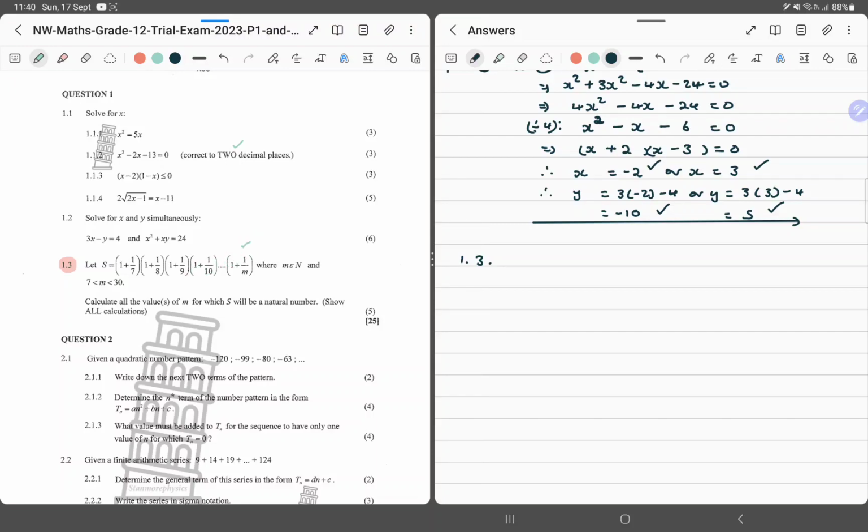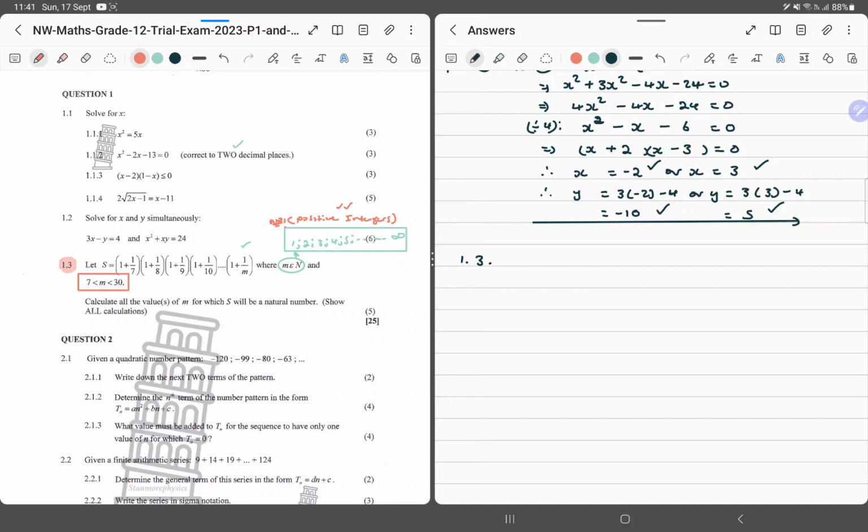But here now we have some sort of a general term, if you think about it, at the end. This is like doing sequences and series. And then we are told here where m is an element of natural numbers. Natural numbers are those whole numbers 1, 2, 3, 4, 5 up to positive infinity. Essentially, these are positive integers. So this is what we want. And we are being told that m is a value between 30 and 7.